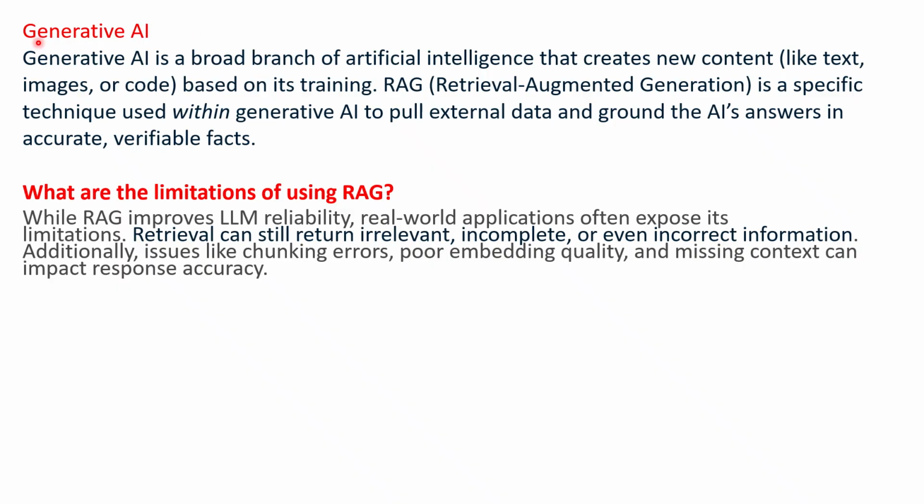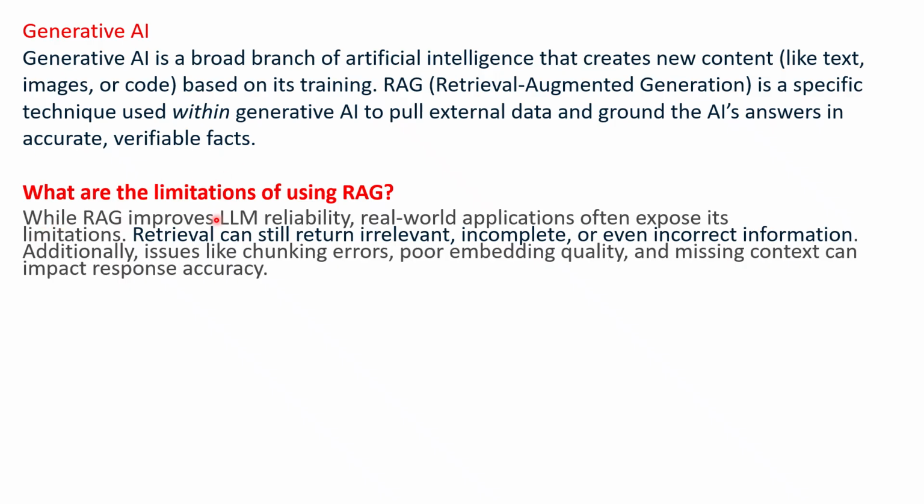Friends, a little bit on generative AI. Generative AI is a broad branch of artificial intelligence that creates new content like text, images, or code based on its training. RAG, Retrieval-Augmented Generation, is a specific technique used within generative AI to pull external data and ground the AI's answer in accurate, verifiable facts.